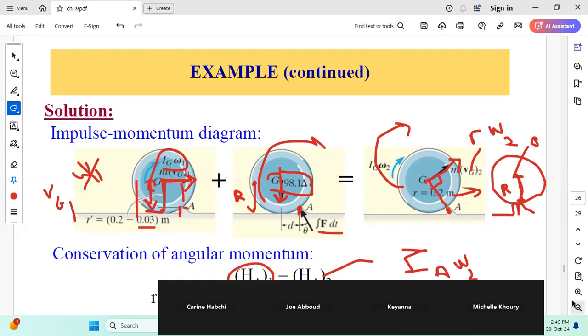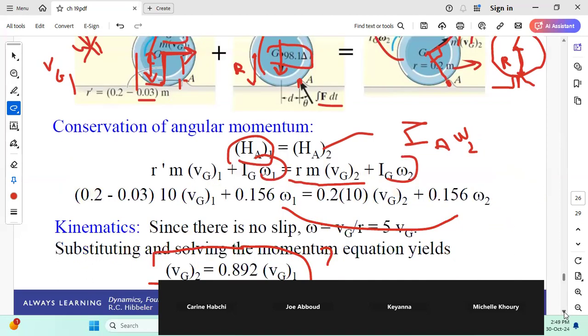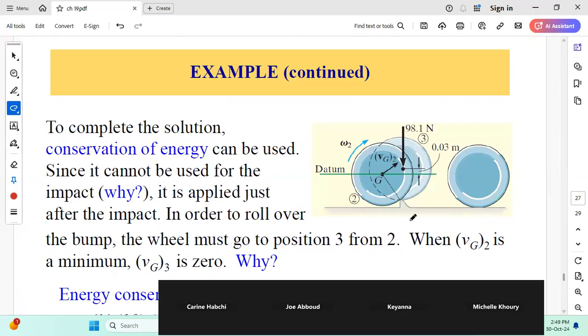Okay? So let us see this in detail. If we go back to the figure, this is the position just at the end of collision. And now what will happen? The disk will rotate about A until reaching the maximum height of G. To be able to do this, you need a minimum velocity VG2.